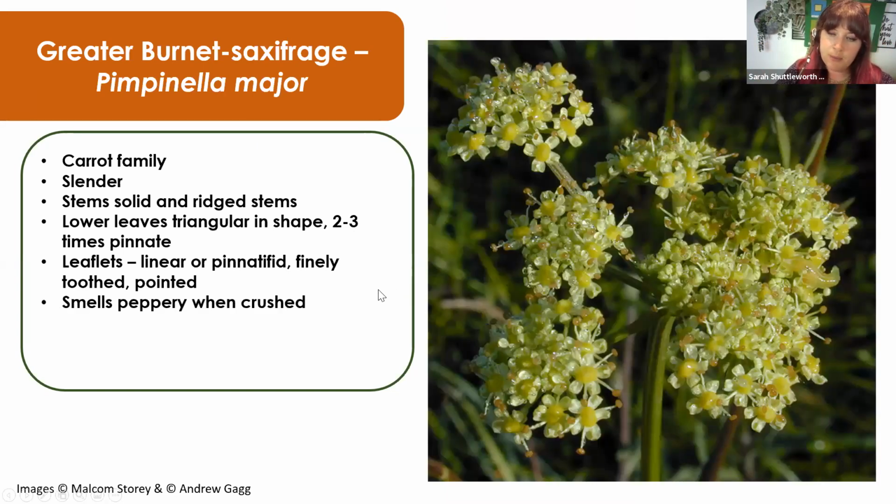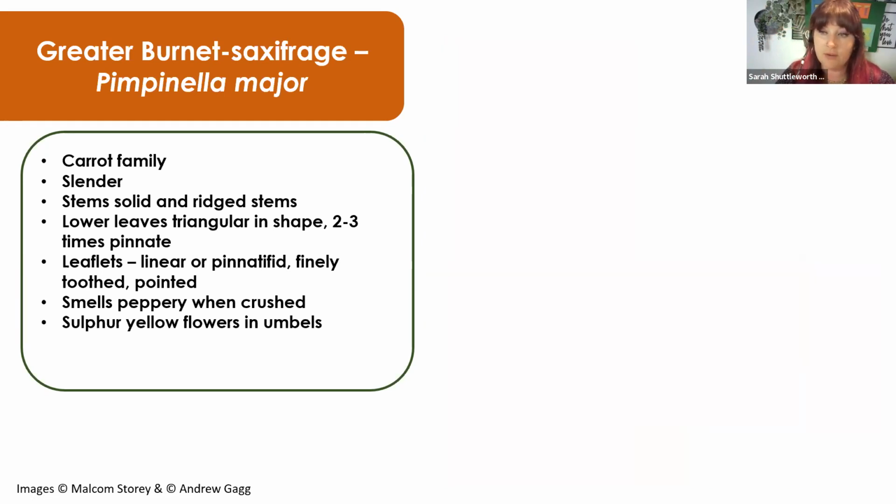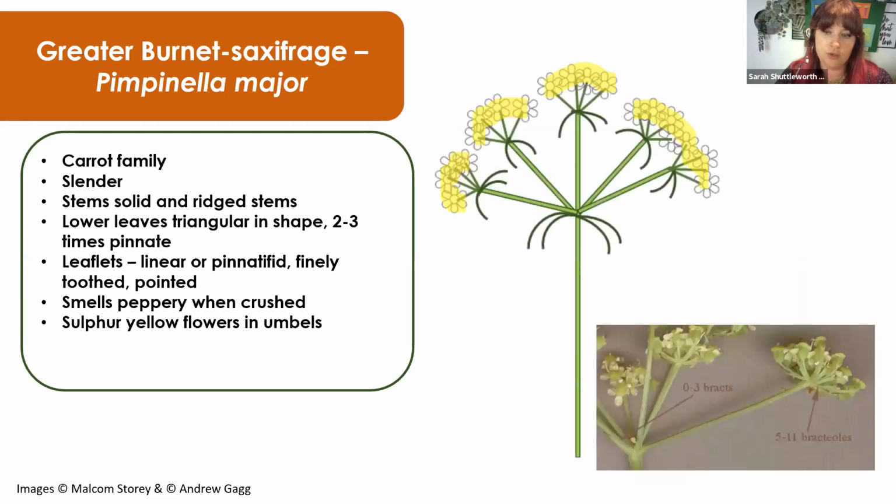Apparently it smells peppery when crushed, so another one that I'd need to go and have a real whiff of. But unusually for the carrot family, it has these sulphur yellow flowers. So there are a few in the family that have yellow flowers, things like wild parsnip. But this is the delicate one that is yellow flowered. So when it's flowering, it can be very easy to tell that's what you've got.